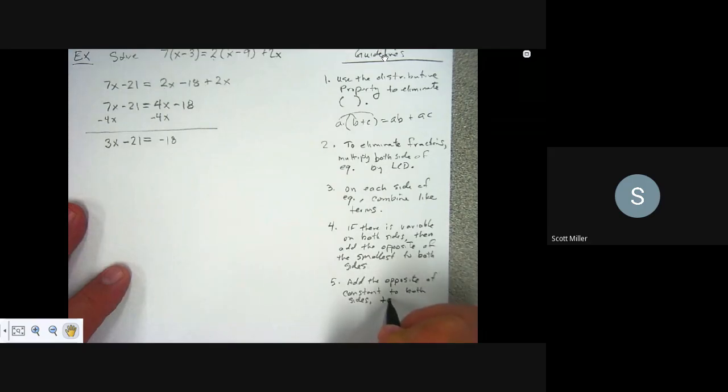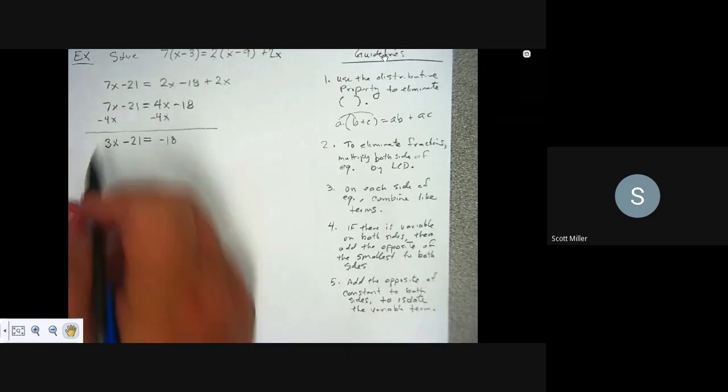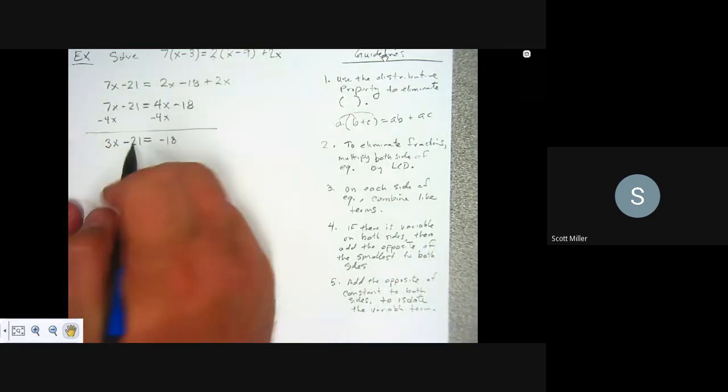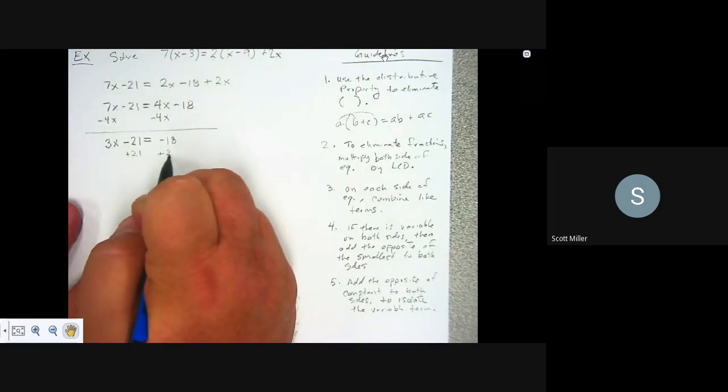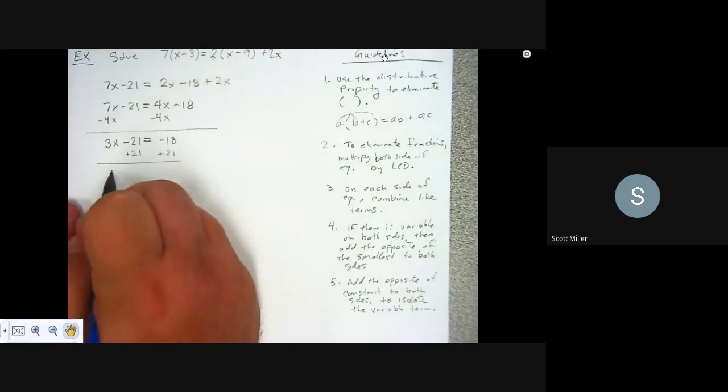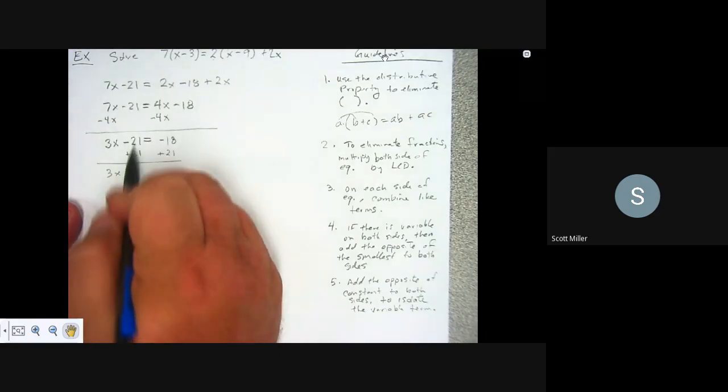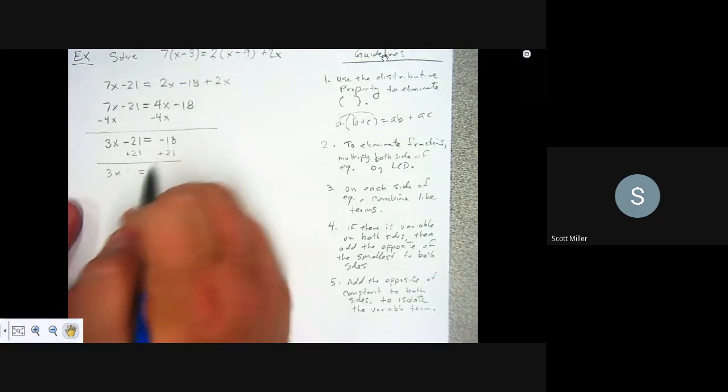So that we isolate the variable term. So I want this by itself. The opposite of a negative 21 is a positive 21, so add 21 to both sides. 3x, that goes to 0, equals, and this over here is 3.